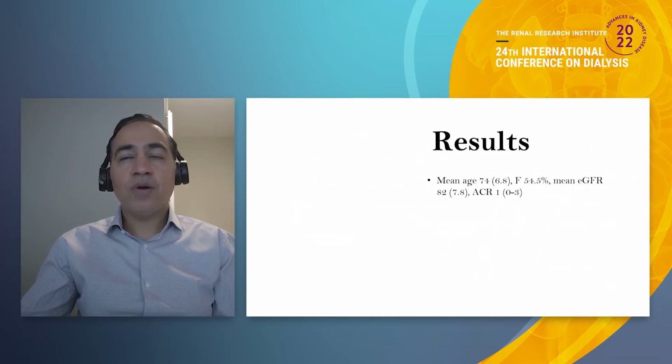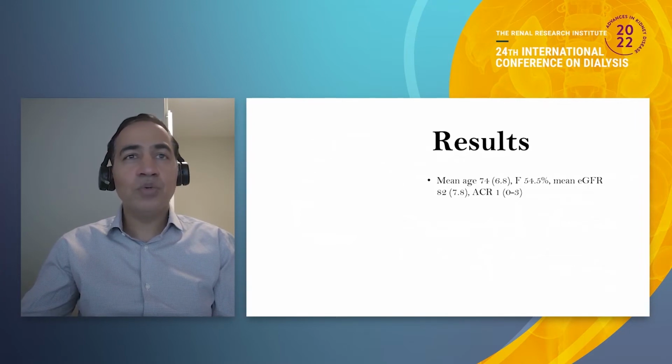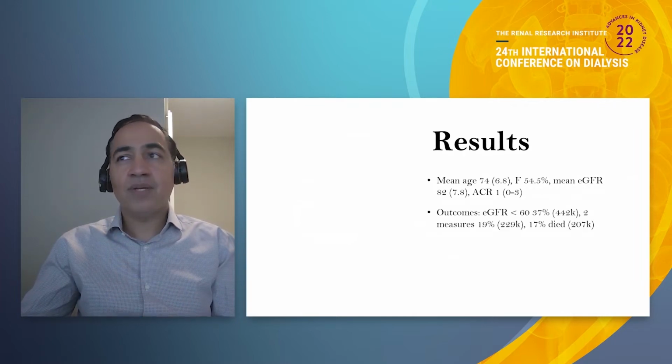74-year-old population, about 50% of them are female. Now, this is hot off the press data, so not yet published, but to be published soon. The average GFR at beginning was 82, and the median ACR was 1. So these were people who were truly free of kidney disease at baseline. And over time, 37% of them developed chronic kidney disease. Two measures, 19% and 17% died.